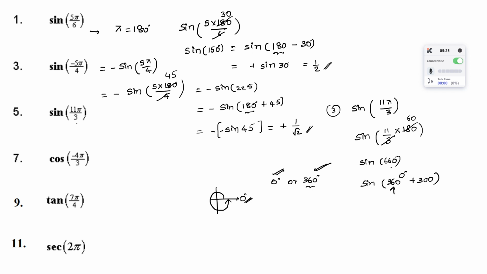So instead of making it complex, I will write this 660 as 360 plus 300. And as we know, 360 is nothing but 0. It is valueless. So it will become sine 300. And we know that sine 300 can be written as sine of 360 minus 60.